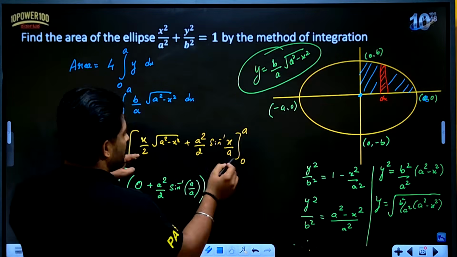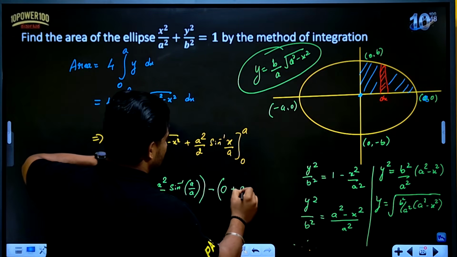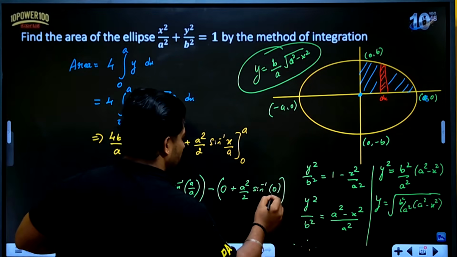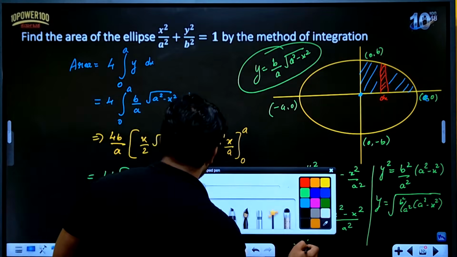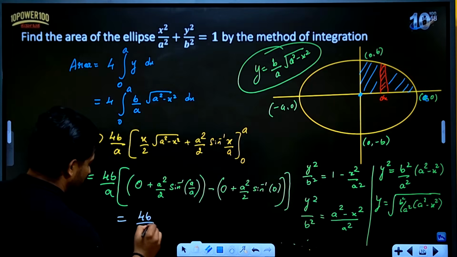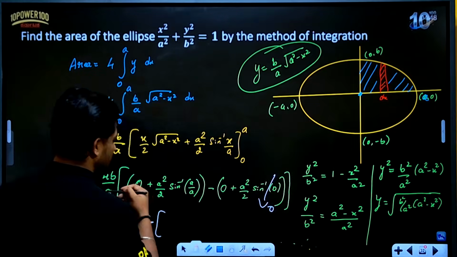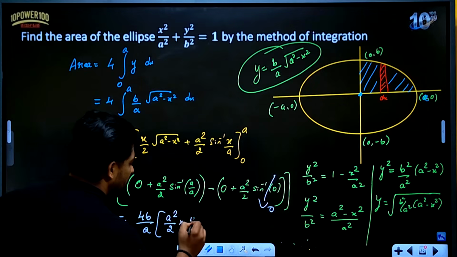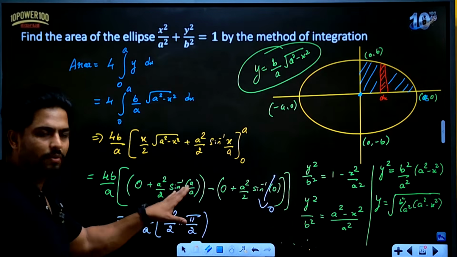Minus lower limit. If I put x equal to 0 here, 0 into anything is 0. So 0 plus a square by 2 sine inverse of 0. Now this is very simple. Sine inverse of 0 is 0, so this becomes 0 and 0. So we get only a square by 2 into sine inverse of 1, which is pi by 2. Sine 90 is 1, so sine inverse of 1 is pi by 2.